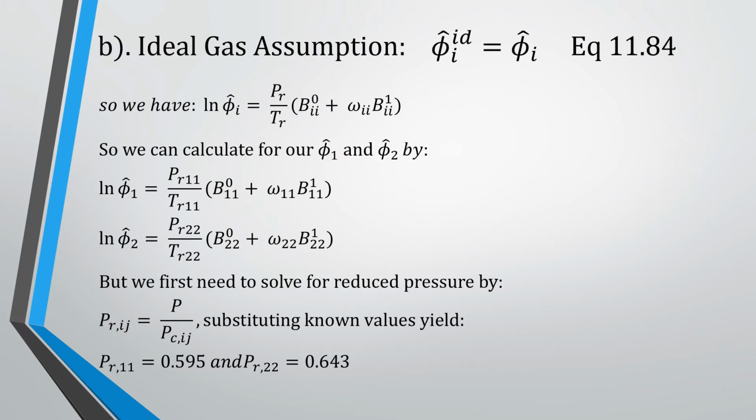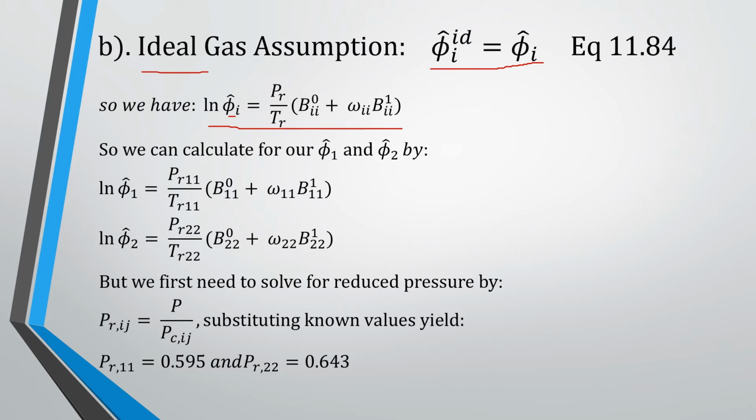So for part B, we are required to find the fugacity and the fugacity coefficient of each species in the solution with the assumption that the solution is ideal. And for ideal solutions, it is from equation 11.84 that the fugacity coefficient of species i in an ideal solution is equal to the fugacity coefficient of pure species i in the same physical state as the solution and at the same temperature and pressure. So we have this equation for the calculation of the fugacity coefficient of species i in its pure species state.